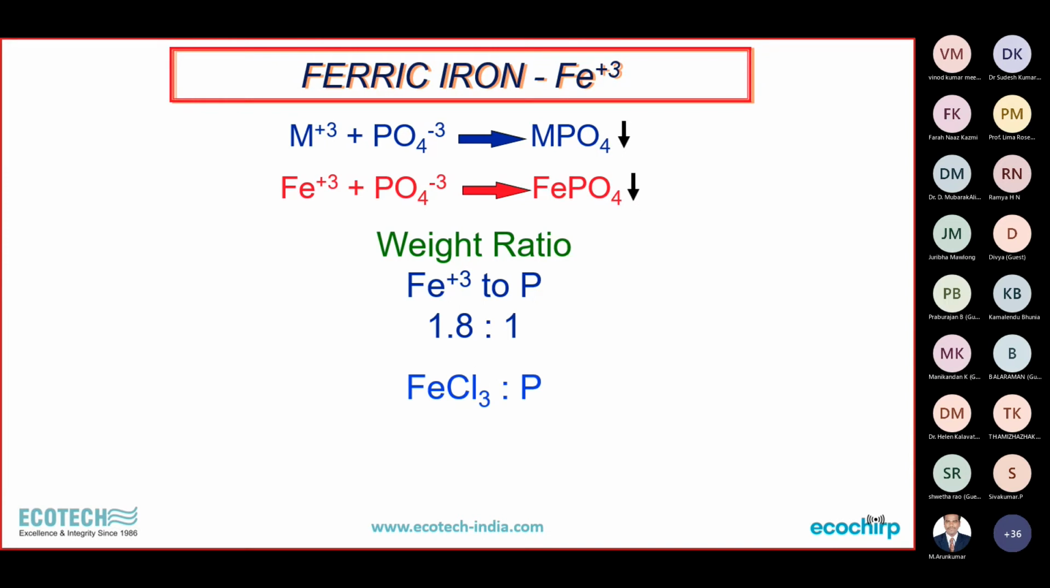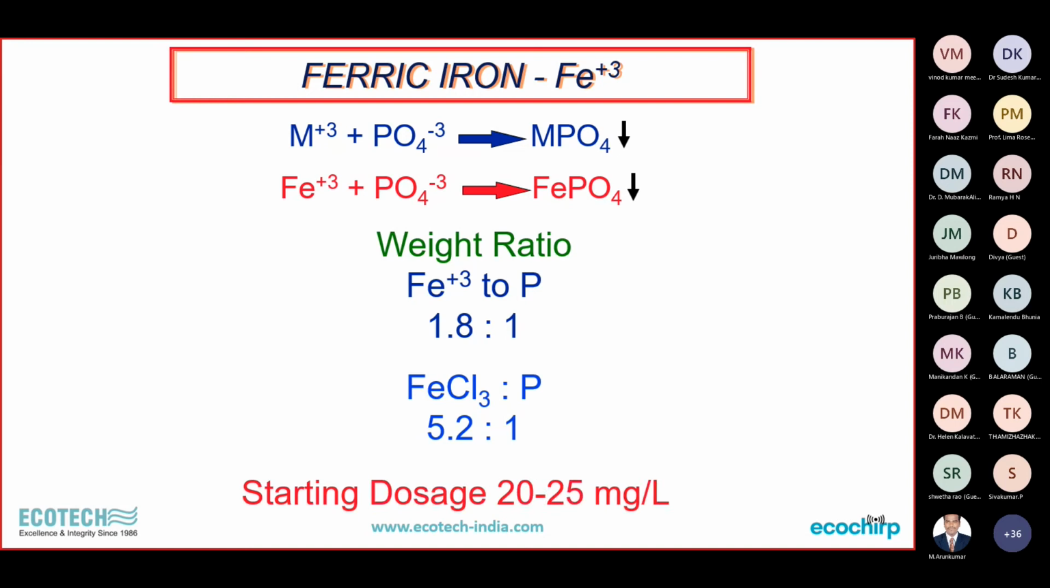These are all very stoichiometric calculations, and therefore ferric chloride to phosphorus, typically 5.2:1 is what we require. So for every milligram of phosphorus, we have to add 5.2 milligram of ferric chloride. So the starting dosage, as we said, 20 to 25 milligrams, because we expect the phosphorus to be between 2 to 5 milligrams. A good starting point for addition of ferric chloride will be about 20 to 25 milligrams per liter.